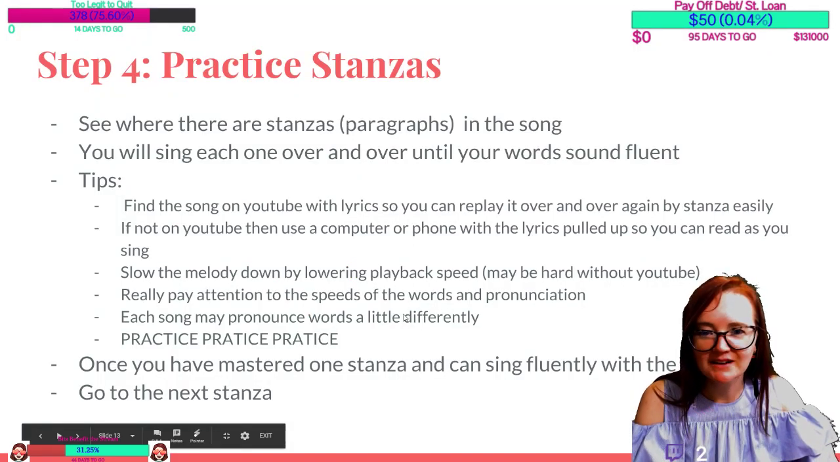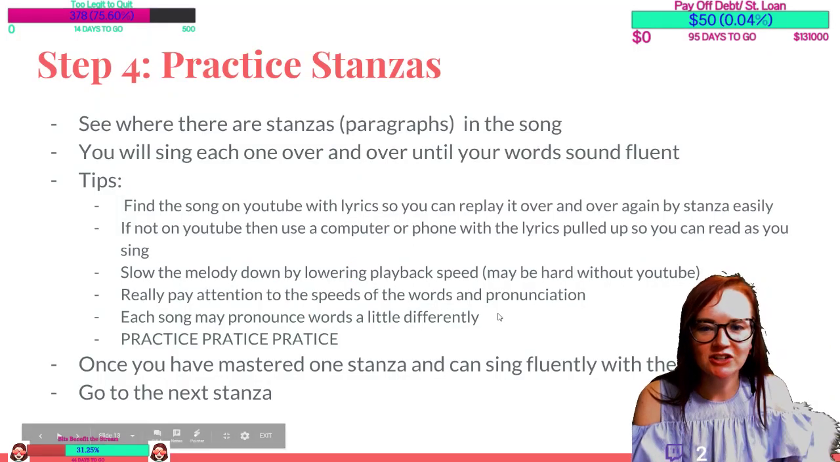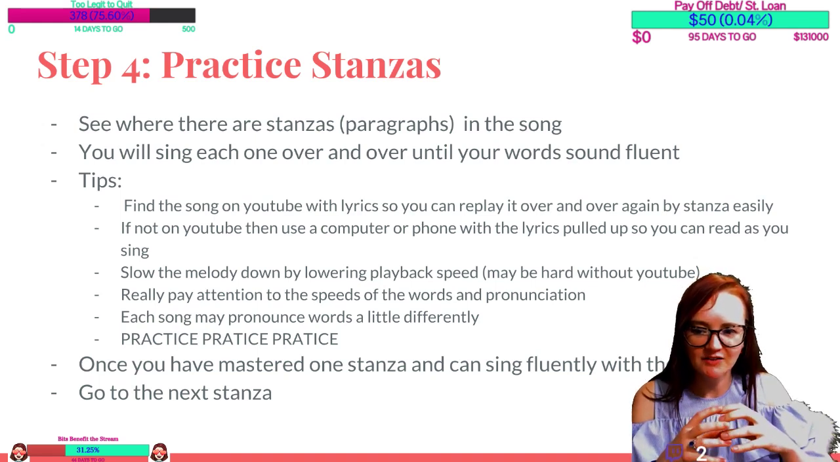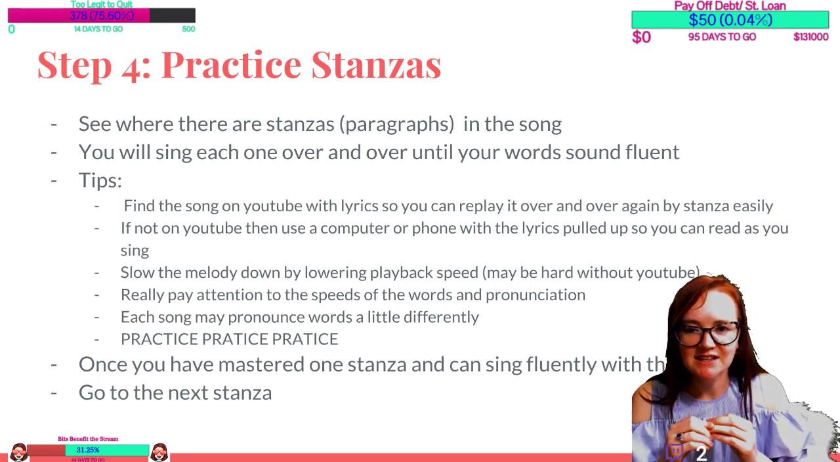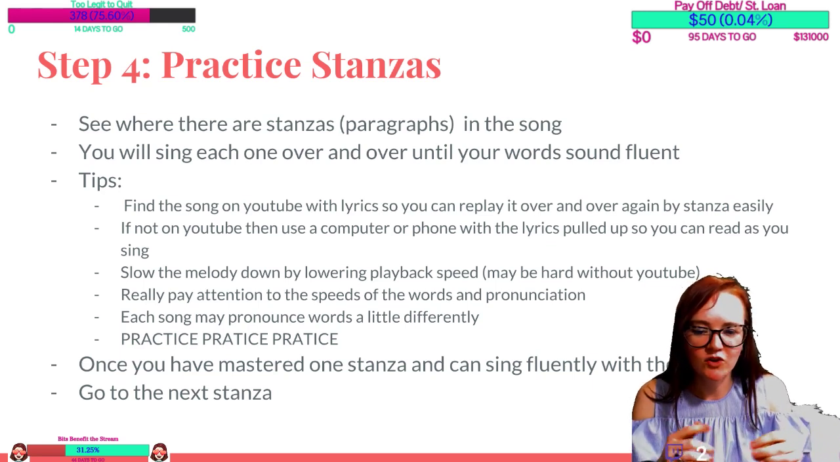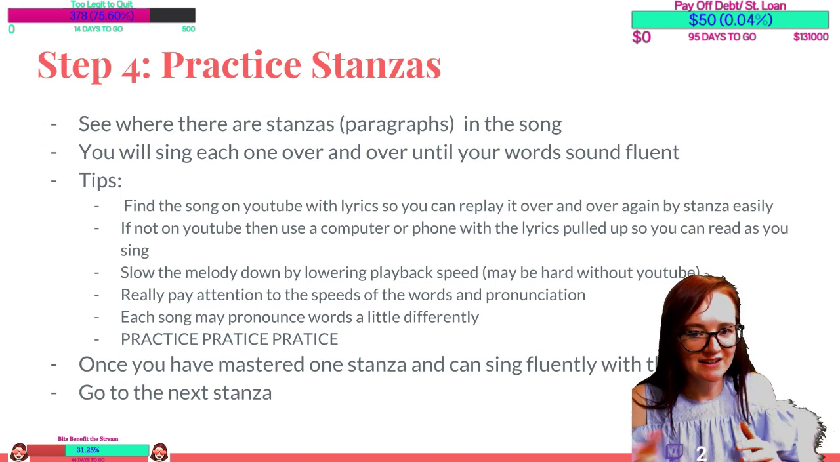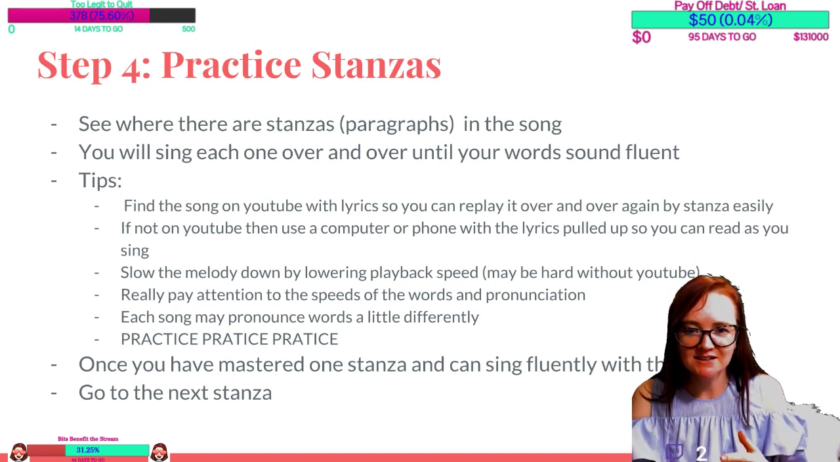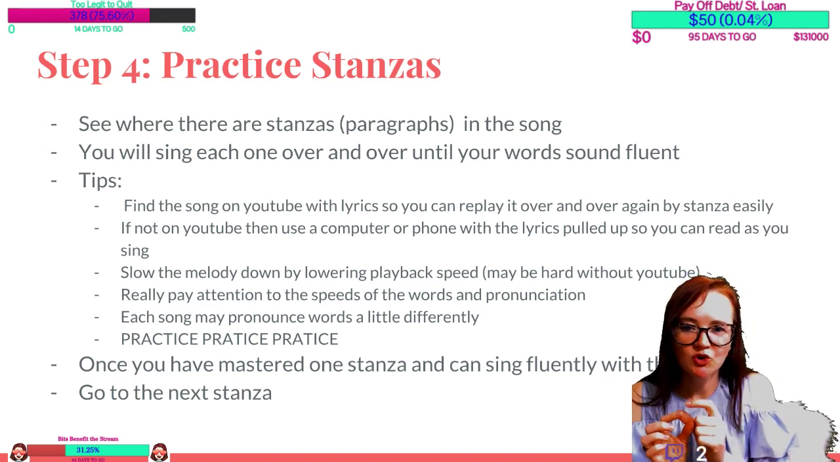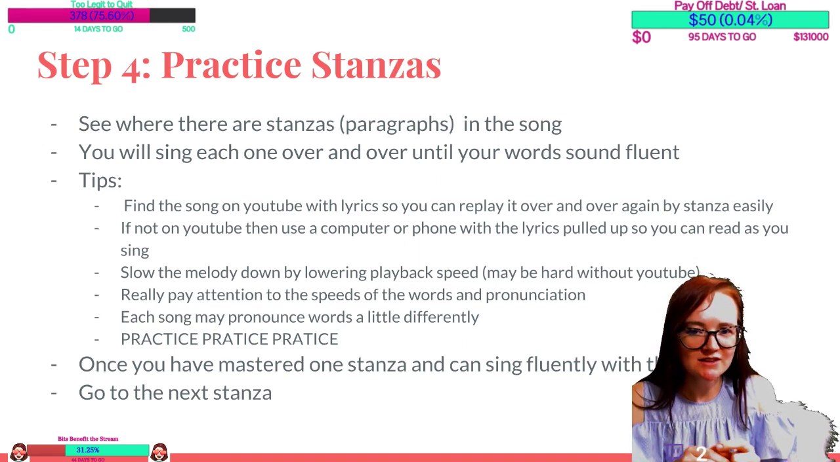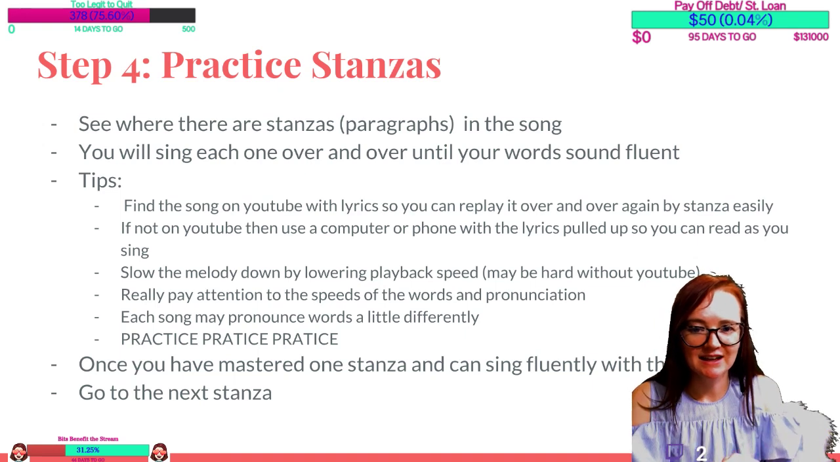So in step 4, practice stanzas. So now you're actually going to sing the song. You're going to find out where the breaks are in the song, the paragraphs or stanzas, and you're going to sing each individual stanza over and over again until the words sound fluent. So you're going to find it on YouTube if possible with lyrics, and then you're just going to watch one stanza at a time and sing that. After you've sung it once, go back and sing it again.